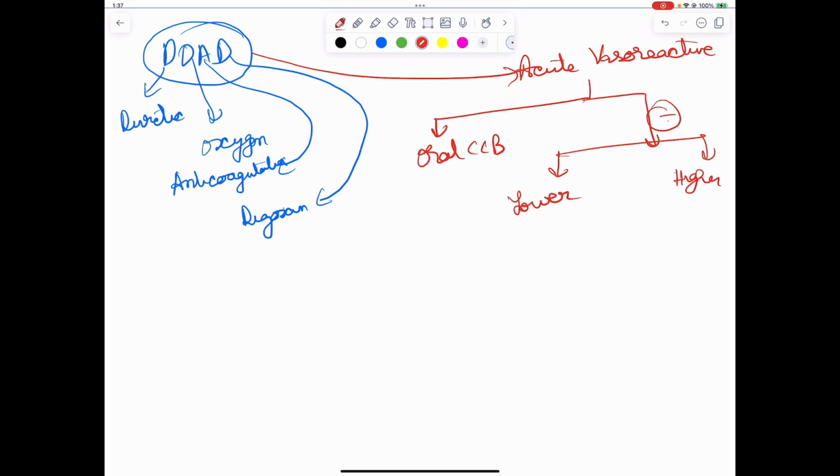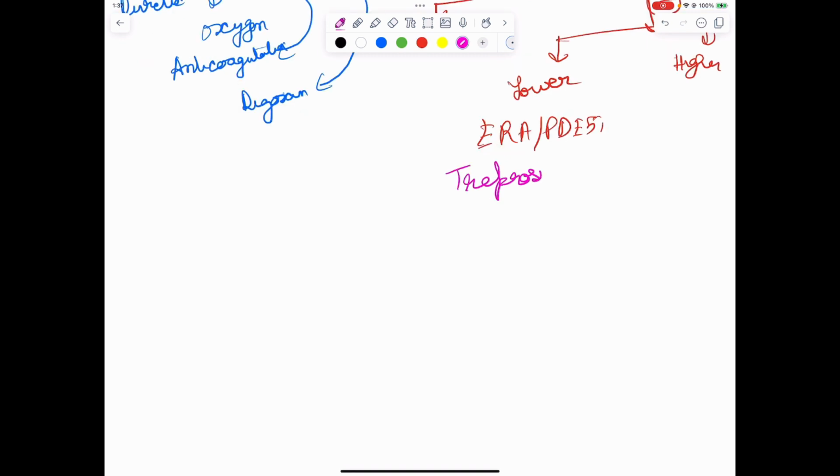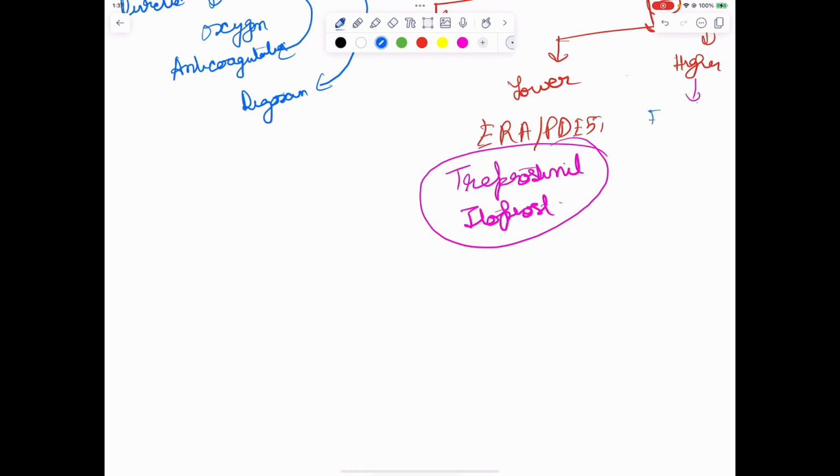In low risk, you will give an endothelin receptor antagonist or phosphodiesterase 5 inhibitor. Then you can give treprostinil and iloprost. Later on, if this does not work, but in higher risk, we will right away start with epoprostenol and treprostinil. Then either you go for atrial septostomy, Potts shunt, or lung transplant.